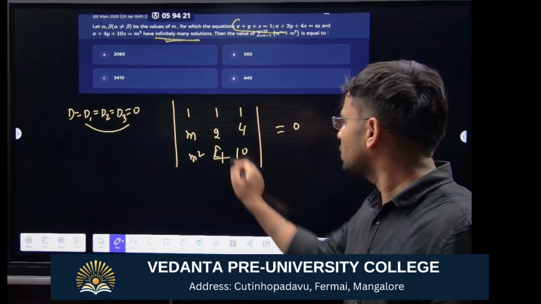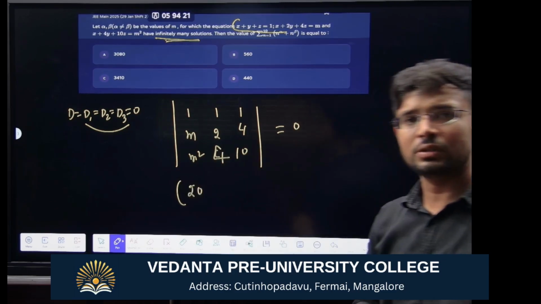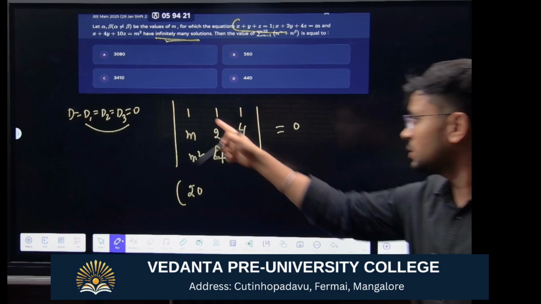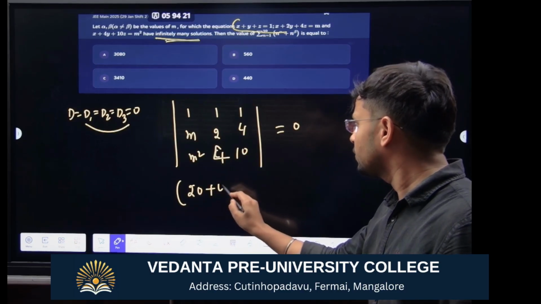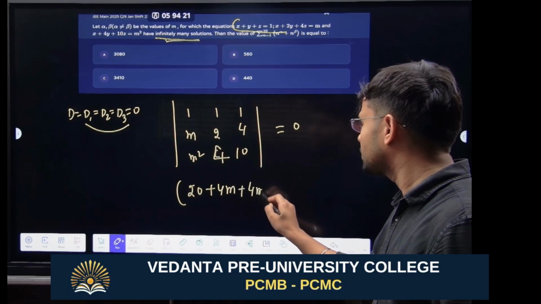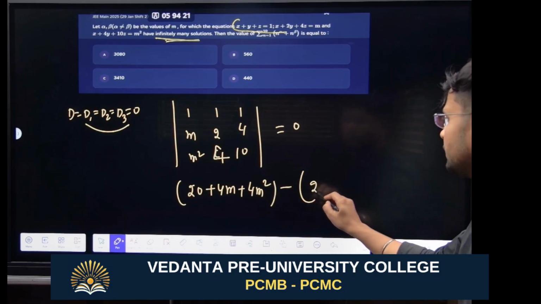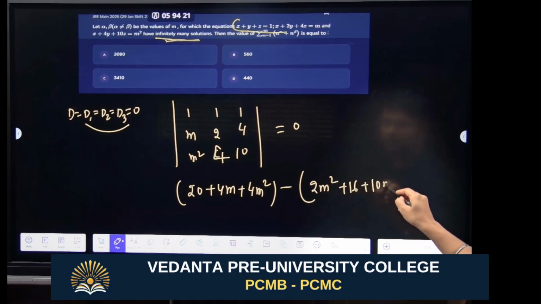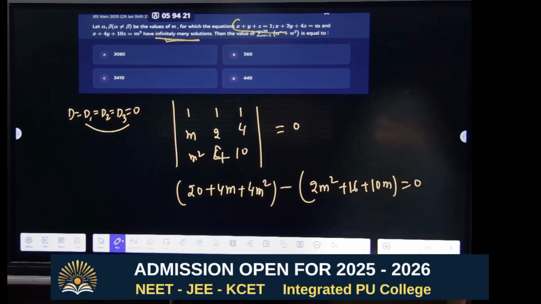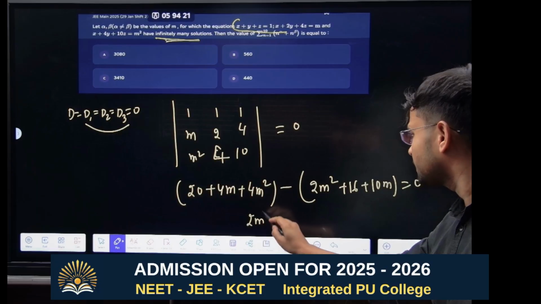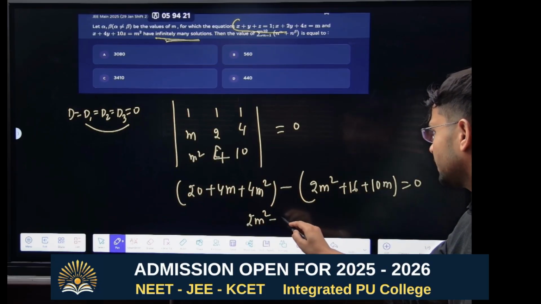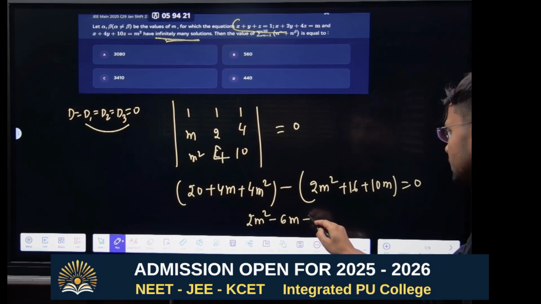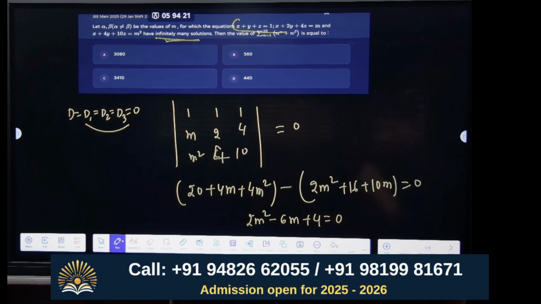So if you notice, after solving, this is going to be 20. I'm using Sarrus' rule. So this is going to be 20 plus 4m plus 4m square minus 2m square plus 16 plus 10m, and that will be equal to 0. And if I simplify, this is 2m square minus 6m plus 4 equal to 0. Okay, so this will come m square minus 3m plus 2 equal to 0.